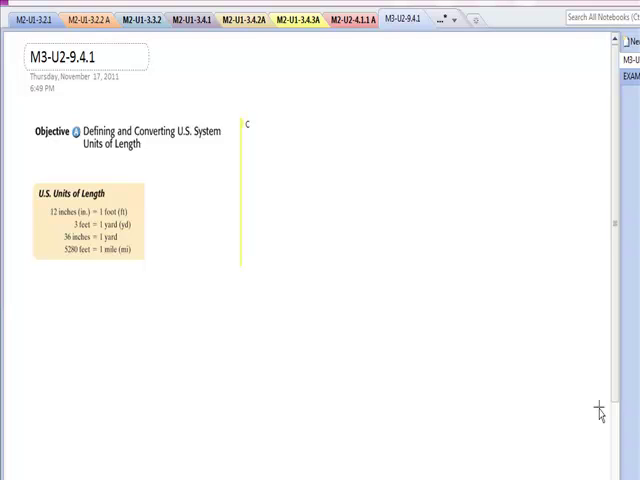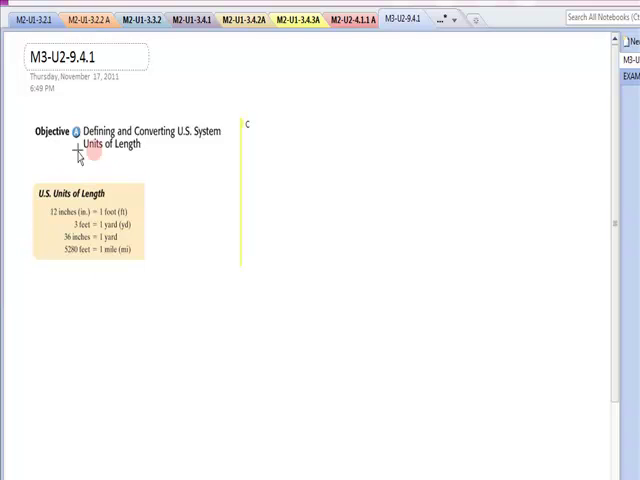All right, the last topic that we're going to cover, which we will cover in about 6 or 7 lessons, has to do with converting units of measure. We will convert units of measure in the U.S. system, in the metric system, and we will do them for length, for weight or mass, and for capacity. And we'll do one lesson between the two systems.